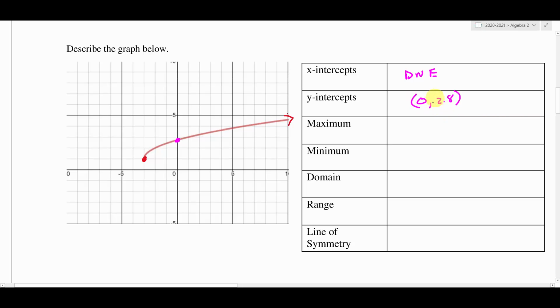Okay. Make sure you enter that as a coordinate pair, right? So x comma y, complete with a set of parentheses. The maximum is the highest point on the graph.